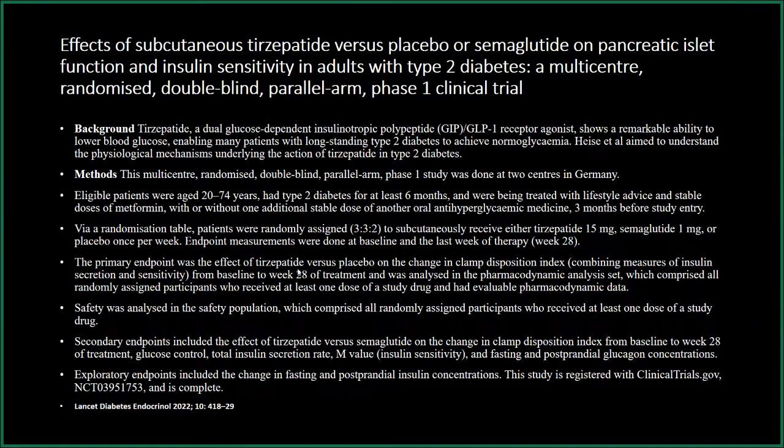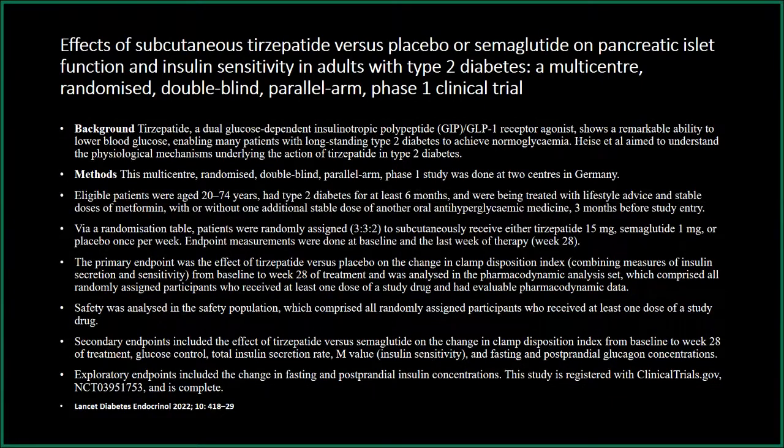The primary endpoint was the effect of tirzepatide versus placebo on change in clamp disposition index. The disposition index, for those who are familiar with clamps and glucose tolerance tests, is a measure by which you adjust insulin secretion for insulin sensitivity. You expect people who are insulin resistant to have more insulin secretion, so simply looking at higher insulin secretion doesn't tell me if the drug is doing better. But if I adjust it for insulin resistance, it tells me whether it has a true effect on insulin secretion or simply works on insulin resistance. So that is something that we can do.